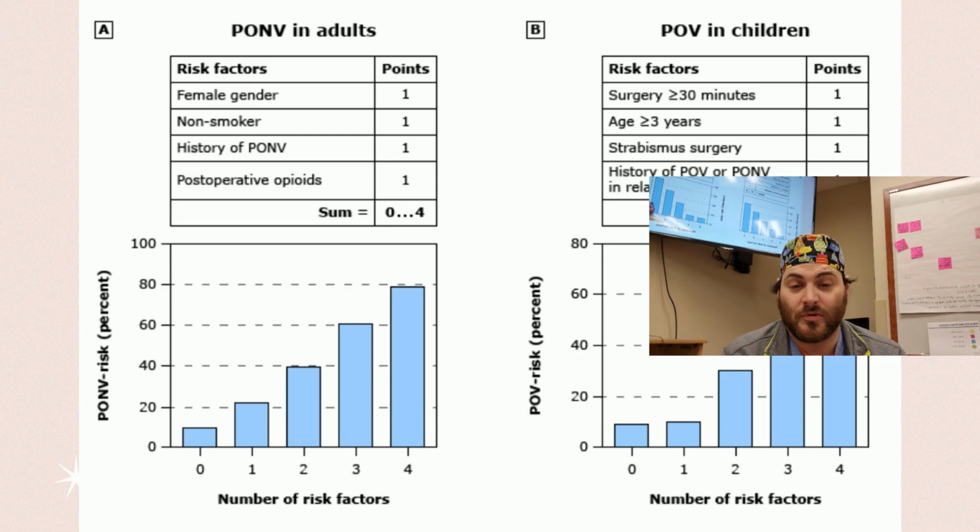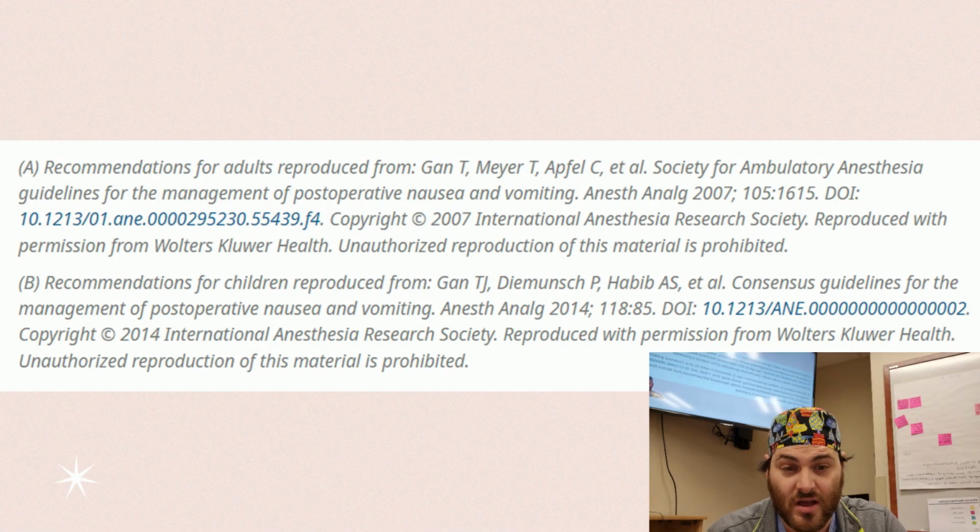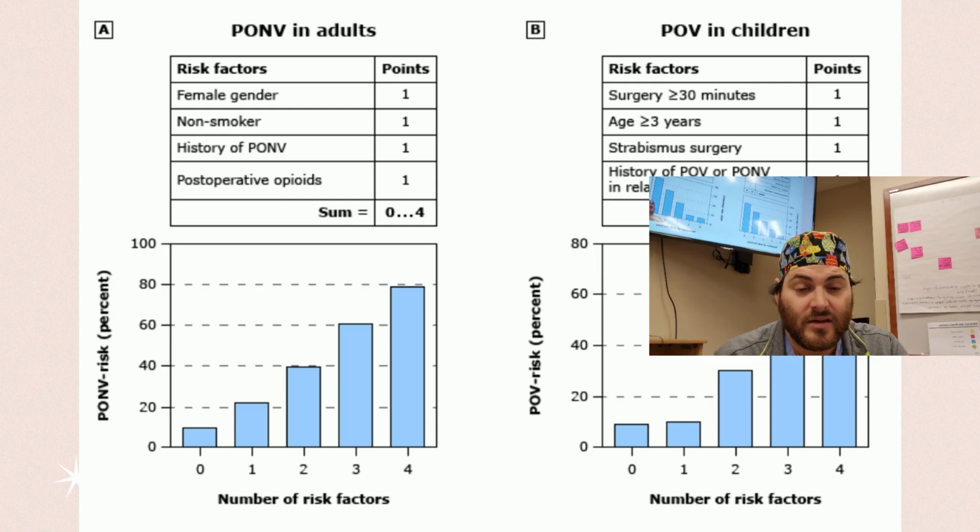On this particular scale, and I did make a whole slide just for the citing on here, this is from the Society for Ambulatory Anesthesia from 2007, it looks like. And so in 2007, I guess they decided to dumb the whole scale down to this. That's so easy to use, you can't screw it up. So female gender gets you a point. Being a non-smoker gets you a point. History of postoperative nausea and vomiting gets you a point. And postoperative opiate use gets you a point, right?